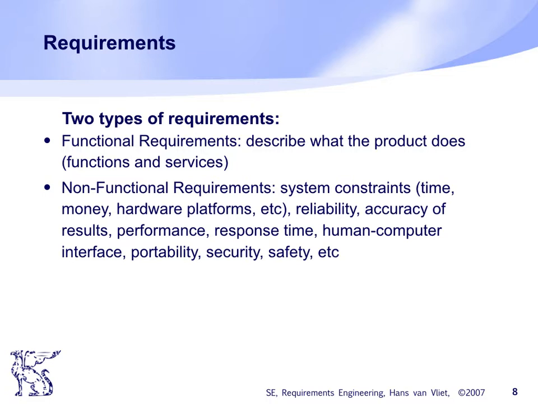So the two types of requirements are functional requirements and non-functional requirements. Functional requirements define what the system does or must not do, while non-functional requirements specify how the system should do it. Non-functional requirements do not affect the basic functionality of the system. Reliability, accuracy of results, performance, response time, security, safety, portability, those are non-functional requirements.